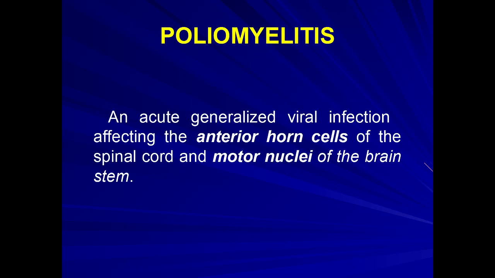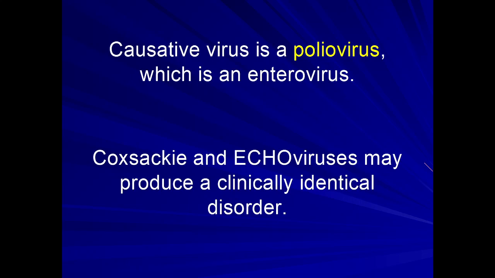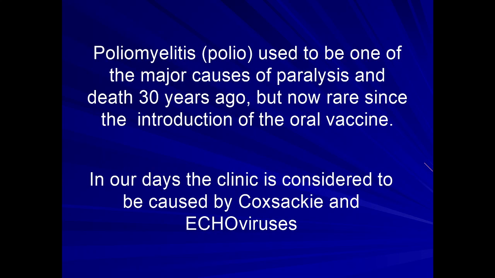Poliomyelitis is an acute generalized viral infection affecting the anterior horn cells of the spinal cord and motor nuclei of the brainstem. The causative virus is poliovirus, which is an enterovirus. Coxsackie and echoviruses are also enteroviruses and may produce a clinically similar picture. Poliomyelitis used to be one of the major causes of paralysis and death more than 30-50 years ago, but now it's rare since the introduction of the vaccine.